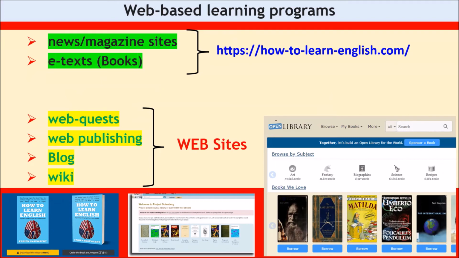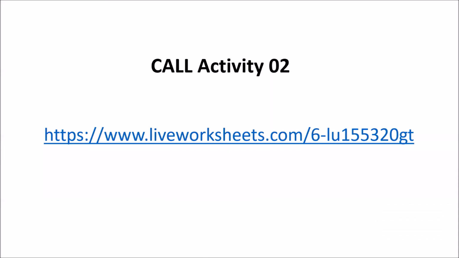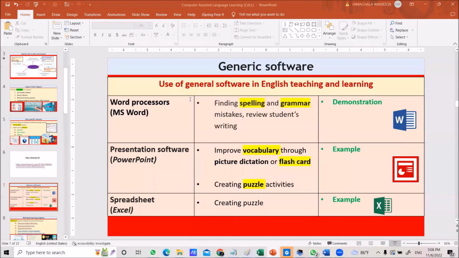We can remind ourselves that we are still discussing the CALL types. The first one, CALL-specific software. The second one, general software. The third one, web-based learning programs. Then the fourth one, but before moving to the fourth one, we should do the second activity. Right. I am going to share the link of the second activity.